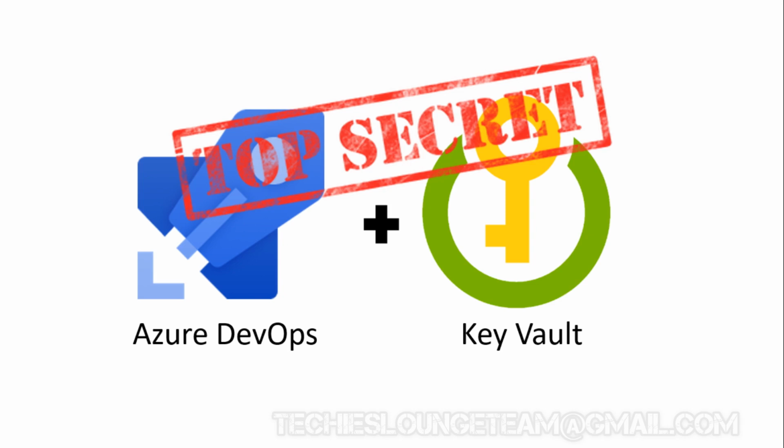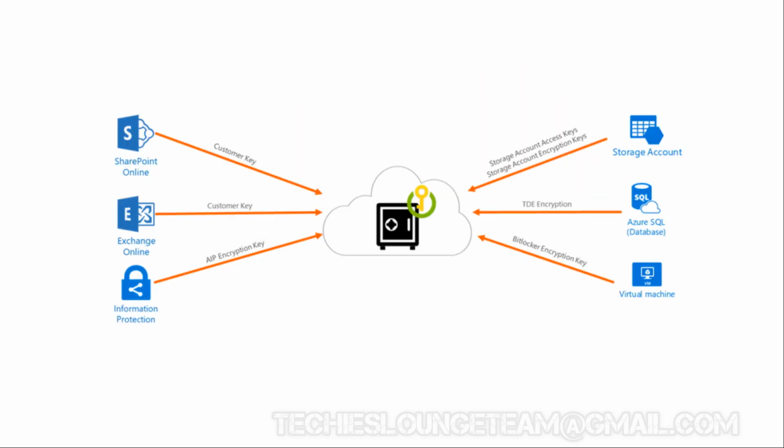Welcome to the session. In this video, we are going to cover how to use key vaults in Azure DevOps using variable groups. Azure Key Vault is a cloud service that provides a secure store for secrets. You can securely store keys, passwords, certificates, and other secrets. Azure Key Vaults can be created and managed through the Azure portal.